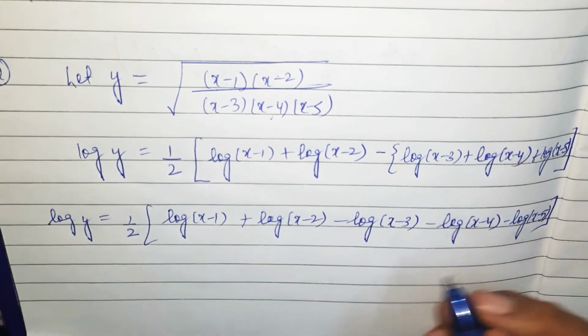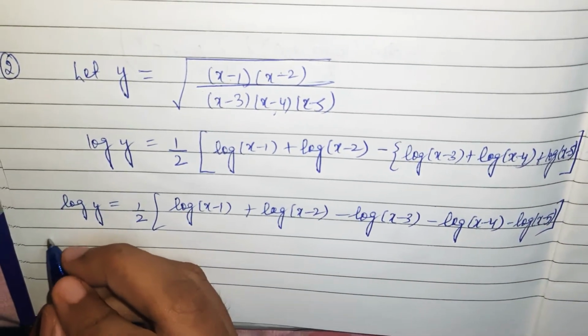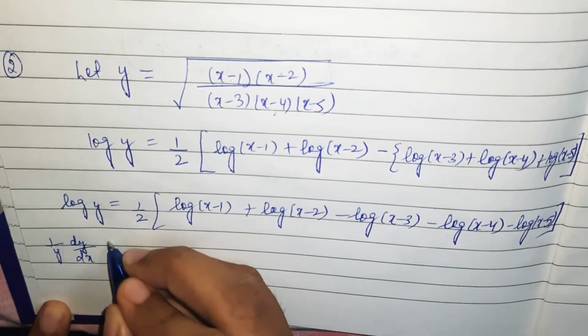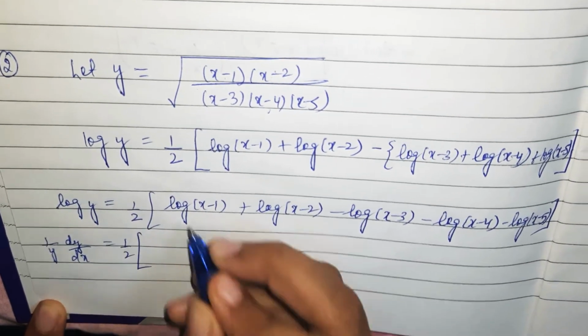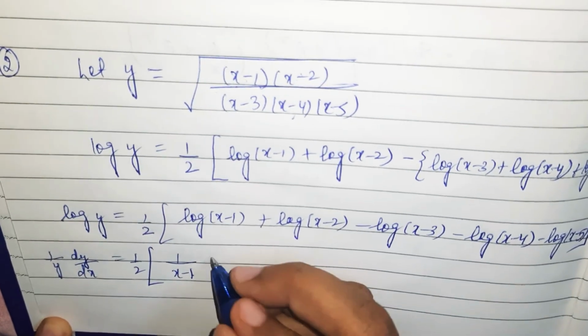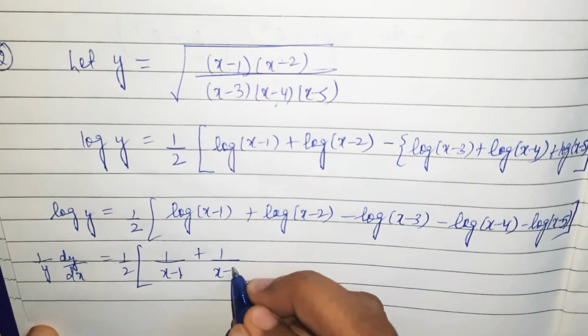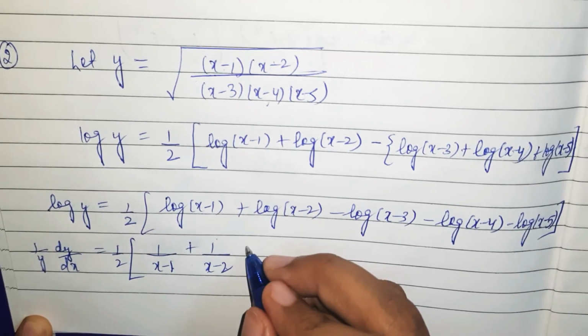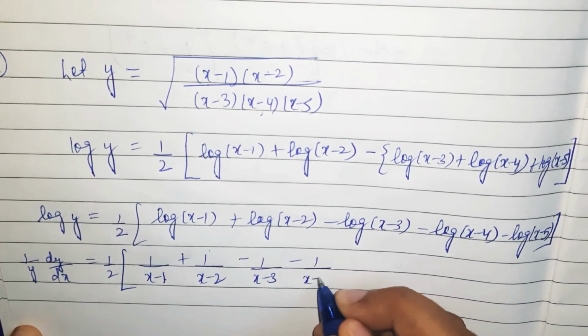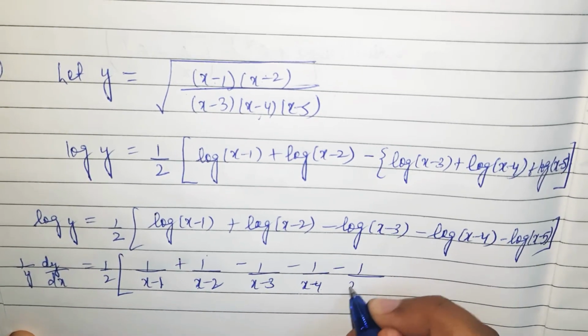Now what you need to do is differentiate. While differentiating, I am getting 1 upon y dy by dx equals 1 by 2 into the differentiation of this: 1 upon x minus 1, x minus 1 differentiates to 1, 1 upon x minus 2, x minus 2 differentiates to 1, minus 1 upon x minus 3, minus 1 upon x minus 4, minus 1 upon x minus 5.